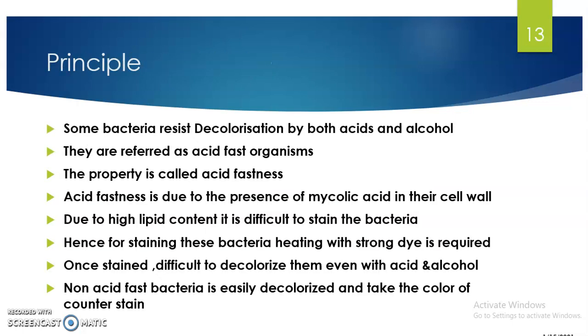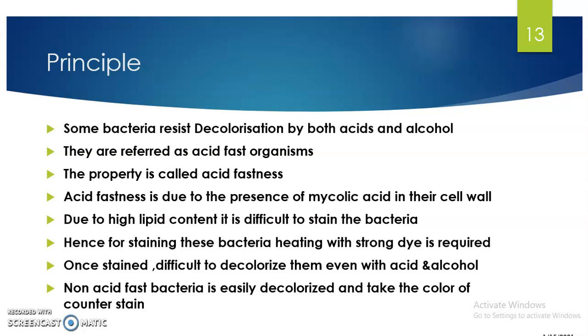Coming to the principle, there are some bacteria which can resist decolorization with strong acids and alcohols. They are referred to as acid-fast organisms, and this property is called acid fastness. Acid fastness is due to the presence of mycolic acid, a wax-like substance, in their cell wall. Due to high lipid content, it is difficult to stain the bacteria. Hence, for staining, these bacteria are heated with strong dye. Once stained, it is very difficult to decolorize them even with acids and alcohols.